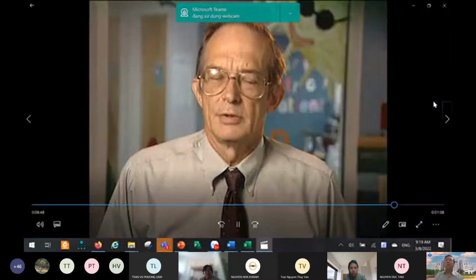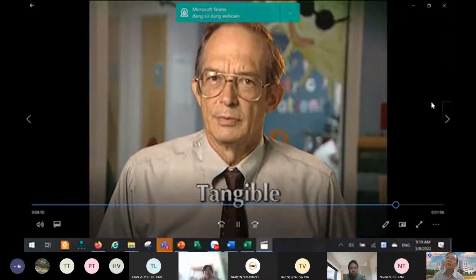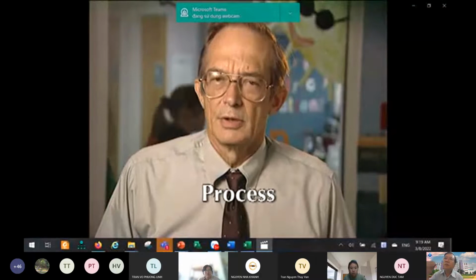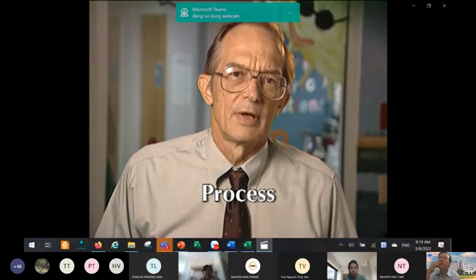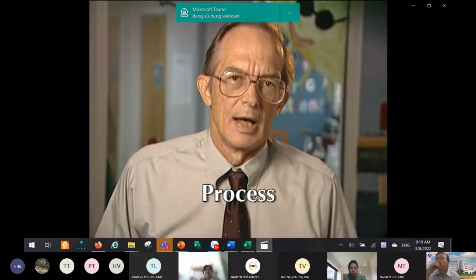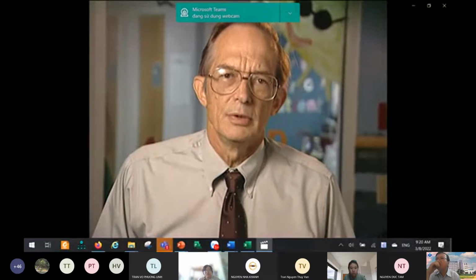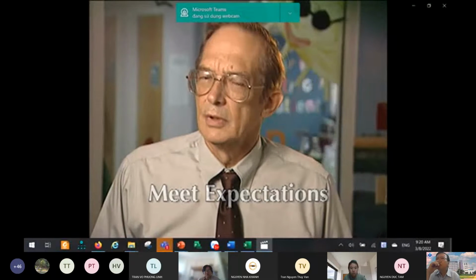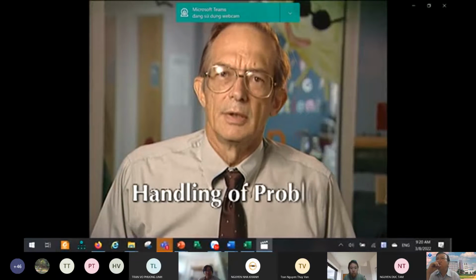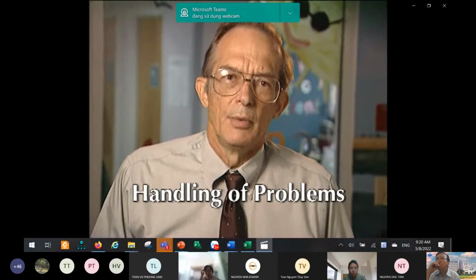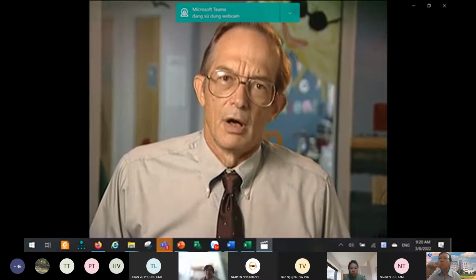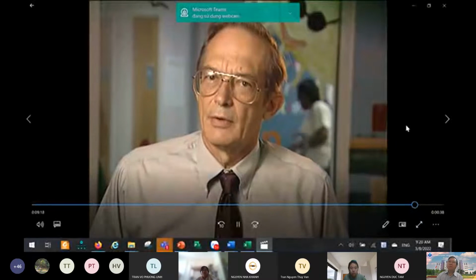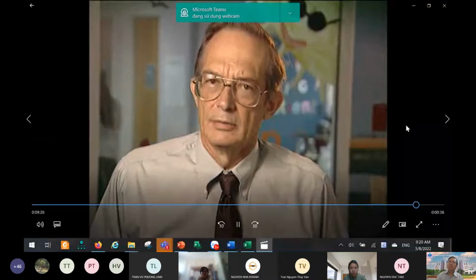There are 4 components we discussed in the text. 1, they're tangible. How successful was the medical treatment received? 2, the process. Were the doctors, nurses, and staff competent, reliable, courteous, and effective communicators? 3, meet expectations. Did the hospital deliver the quality of service it promised? And 4, handling problems. Did the hospital have a plan for dealing with less than perfect conditions? Arnold Palmer Hospital meets all 4 of these determinants of service quality. That's how it has earned its top national ranking.